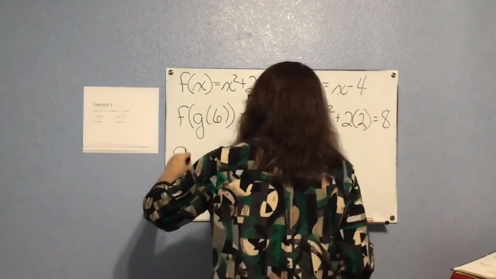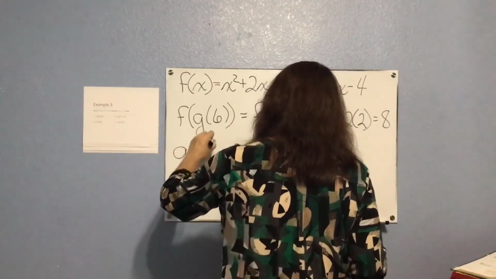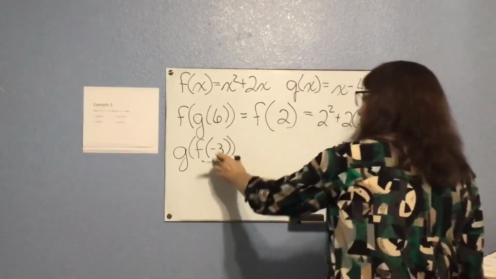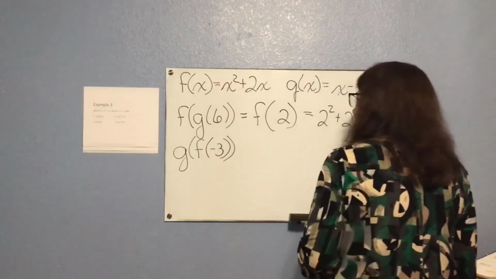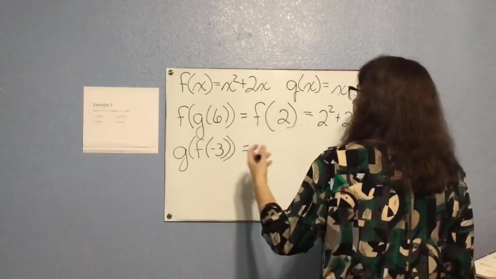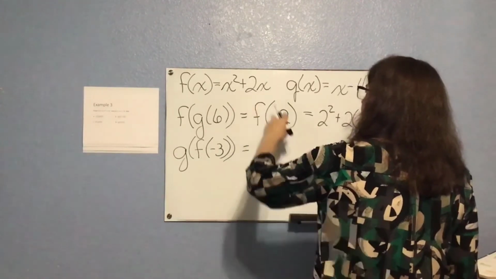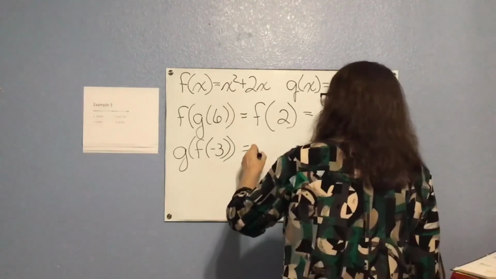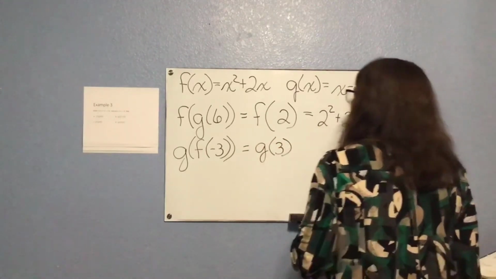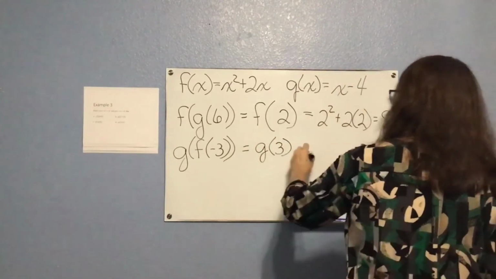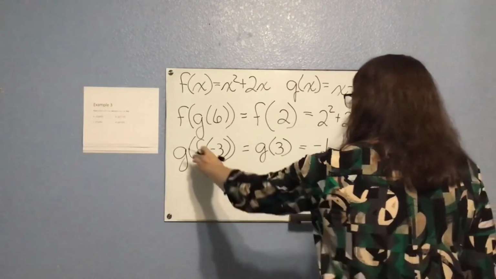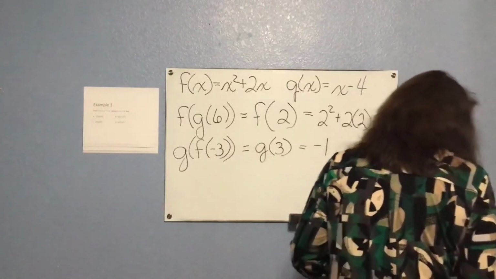Now let's reverse them. Let's do g of f of negative 3. Again, I'm going to start with the innermost function, f of negative 3. Negative 3 squared would be positive 9, and 2 times negative 3 would be negative 6, so this would be 3. So now I need g of 3. I put the 3 in here. 3 minus 4 gives me negative 1. So this is g of f of negative 3.